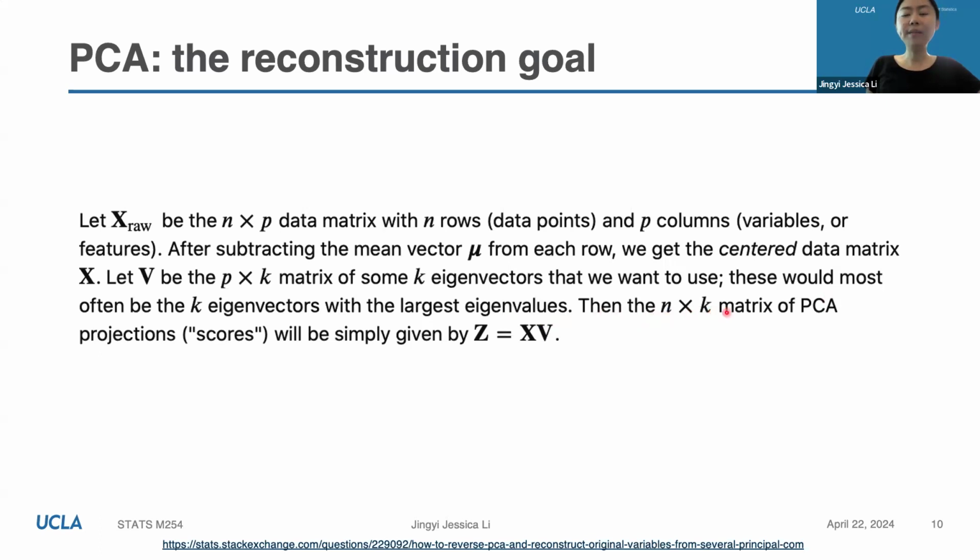Then the N by K matrix of PCA projections, the so-called PC scores, will simply be given by Z as X times V. So V is P by K, X is N by P. Together, Z is N by K. So then we have every data point, or observation, with K new dimensions, and that's the K PCs. Just remember, X is the centered data matrix, Z is the reduced dimension, projected data matrix.